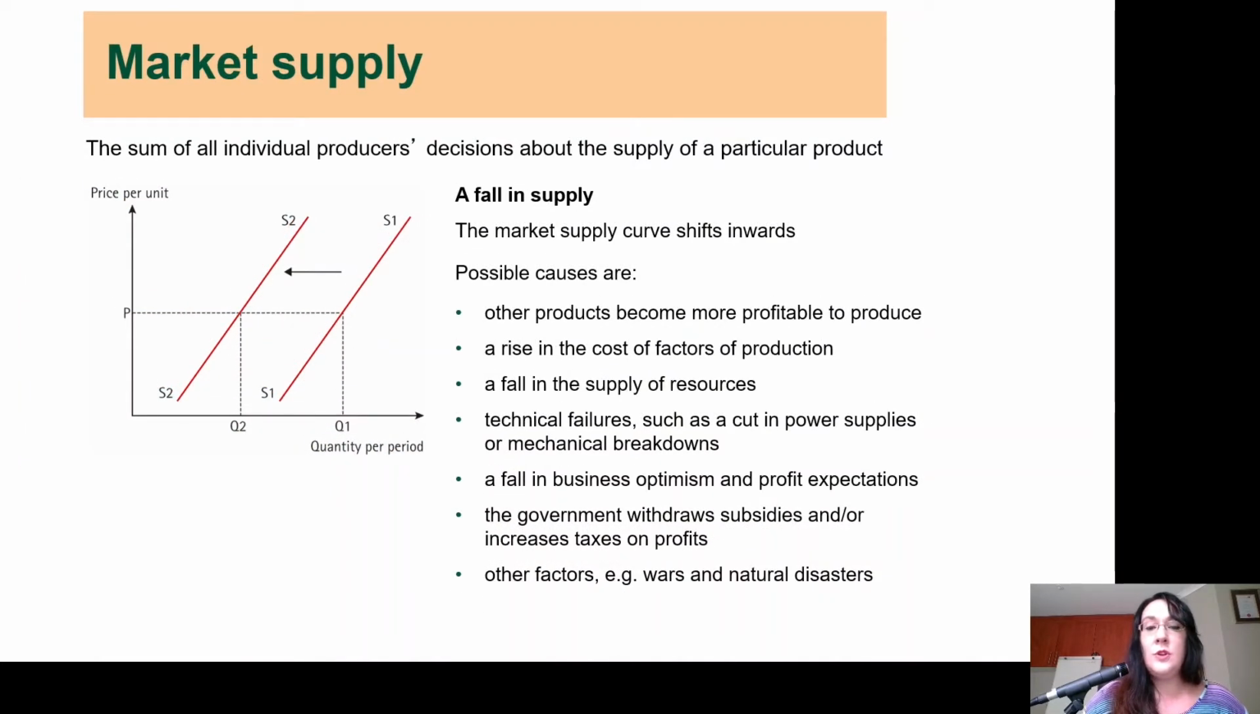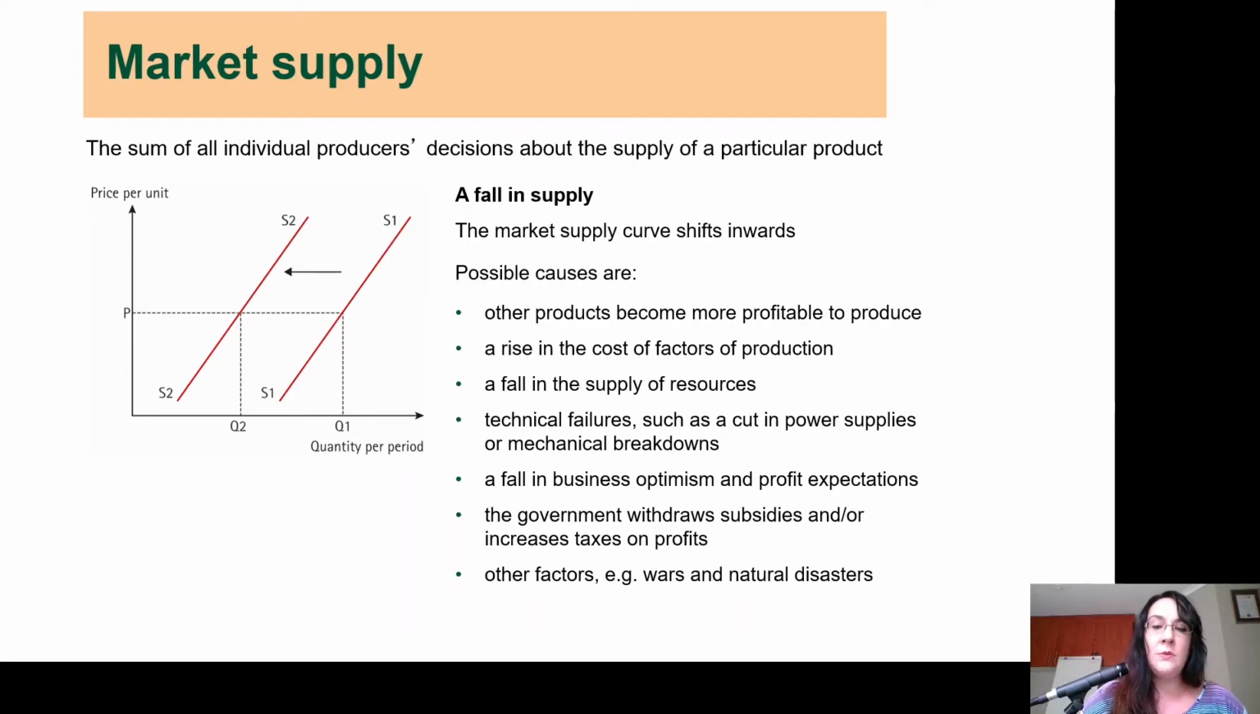Now I want to look at the flip side, so a decrease in the supply. So going from S1 to S2, but it's an inward shift towards the P-axis. The factors are pretty much the same as the ones I looked at for an increase in supply, but now I'm just going to look at the flip side of each one very, very quickly.